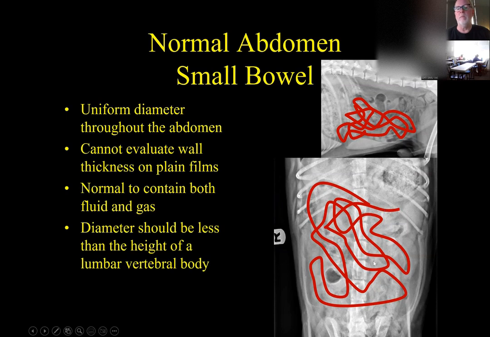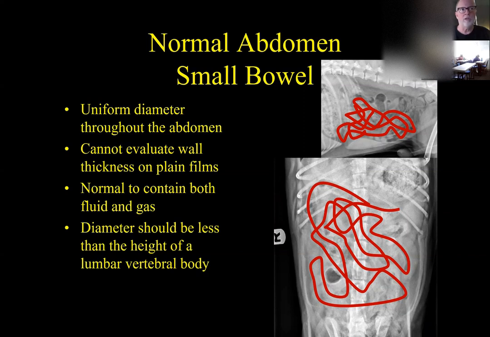So basically, the small bowel should be randomly situated, randomly oriented areas of mild fluid and gas-filled opacity throughout the entire abdomen. Okay. A couple of rules for the small bowel, though, in a normal animal. The small bowel should be uniform in diameter throughout the abdomen. Whether it has gas in it or fluid in it, the diameter of the small bowel should be all about the same throughout the entire abdomen. So people refer to that: you will have one population of small bowel. The entire small bowel is the same diameter.